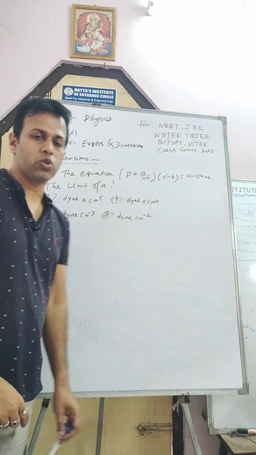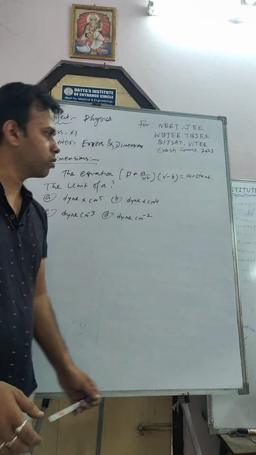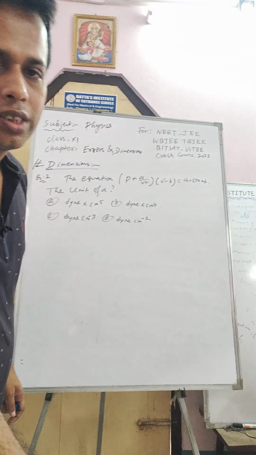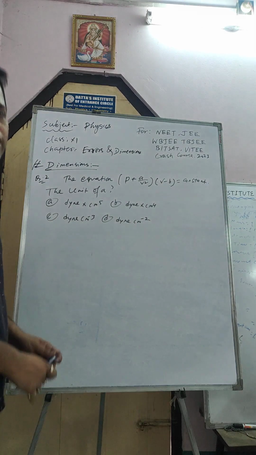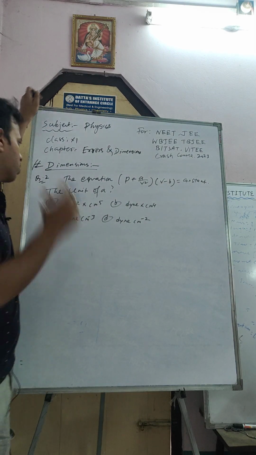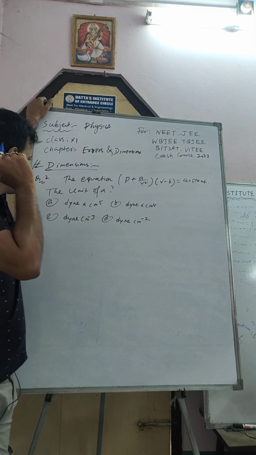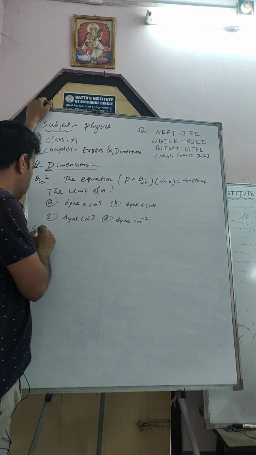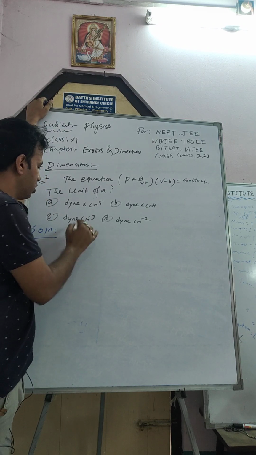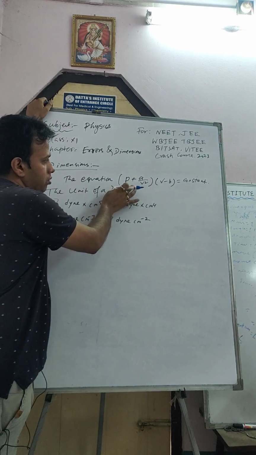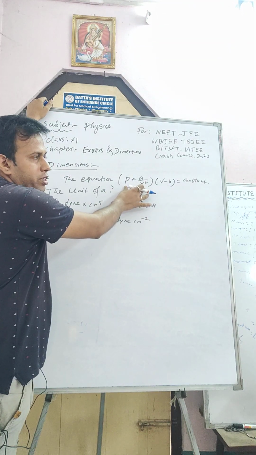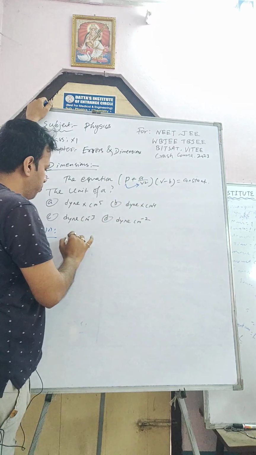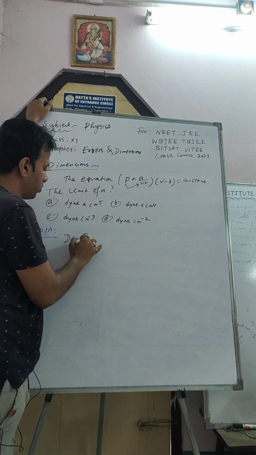So our next question is question number 2 from dimension. The equation is P plus A by B square into B minus B equals constant. We have to find out the dimension of A. We know that since these are in plus form, dimensionally this is equal to this.